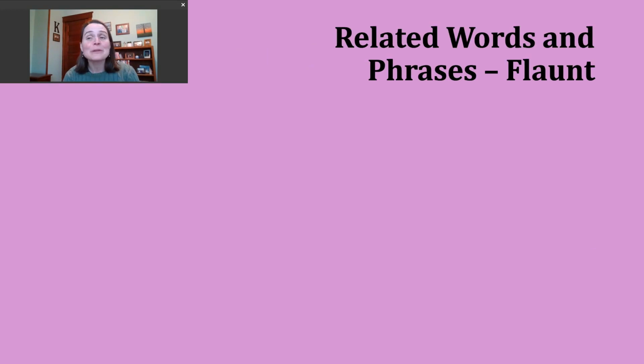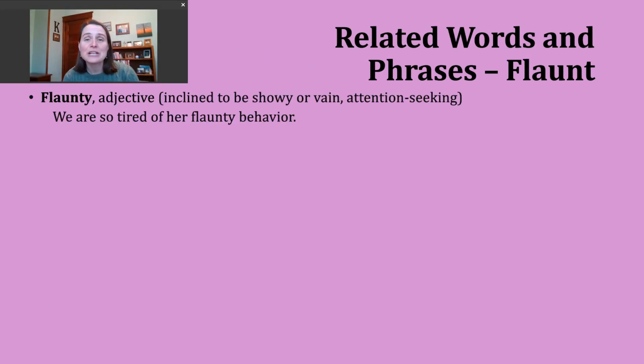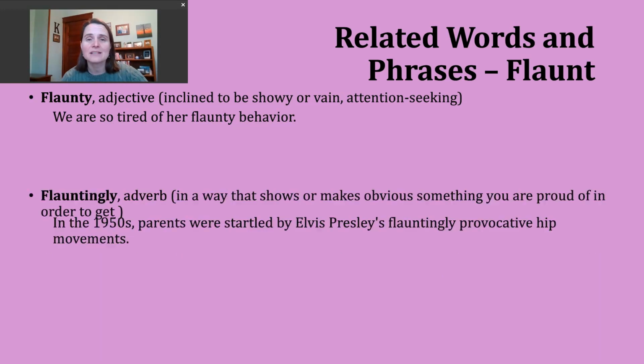Now, let's spend a moment looking at some words and phrases that are related to our verb flaunt. And the first word we're going to talk about today is the adjective flaunty. So again, this means that someone or something is inclined to be showy or vain. Another way to think about that would be to be attention seeking. An example of this adjective in a sentence might be, we are so tired of her flaunty behavior. So whatever sort of action she's doing, someone here might think it's all for others to pay attention to.